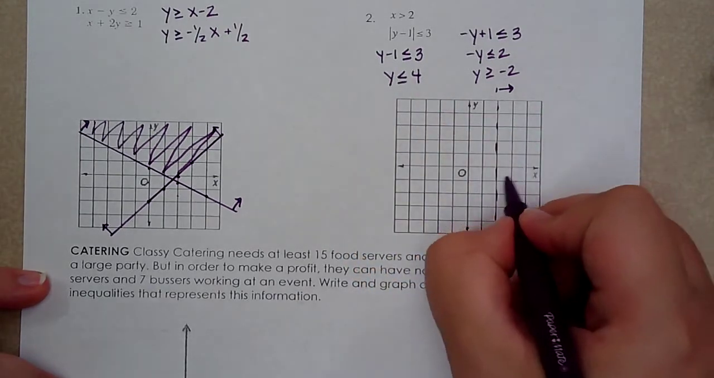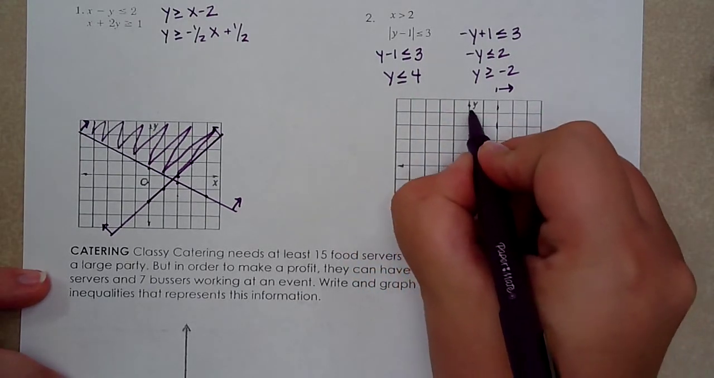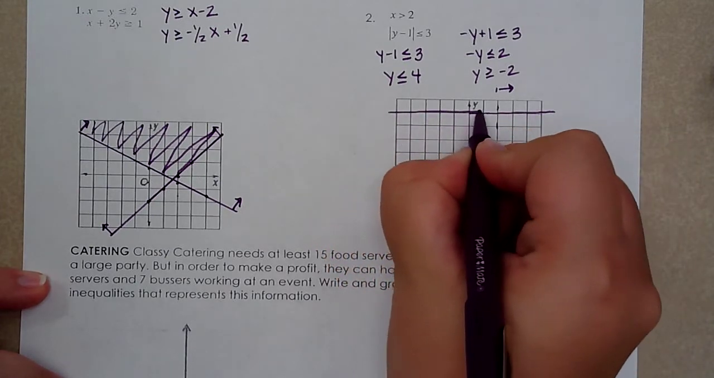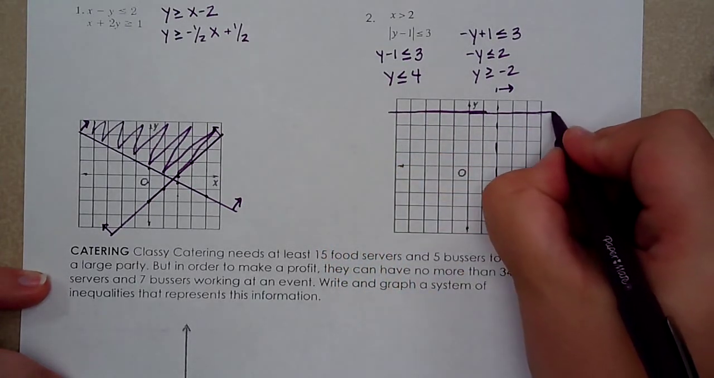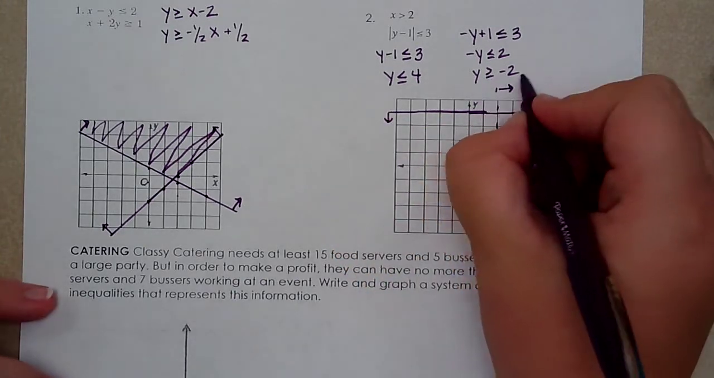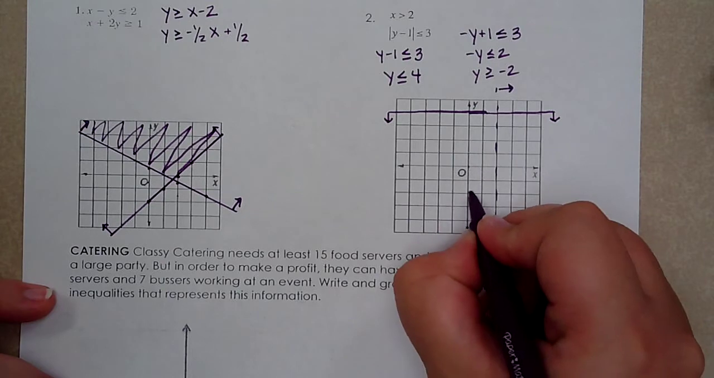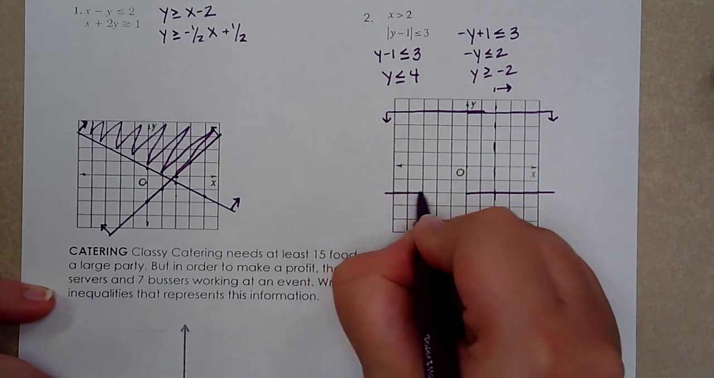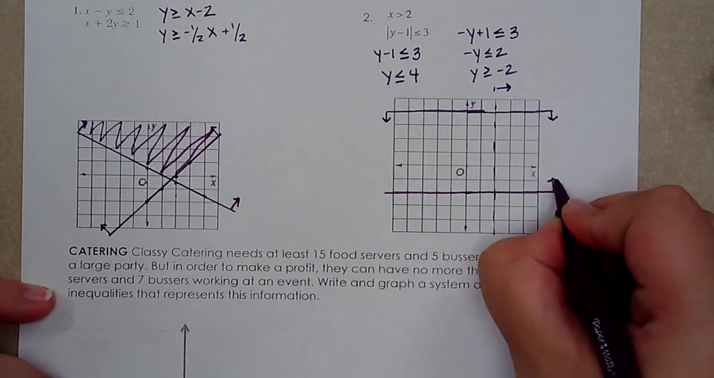Y is less than 4. That one is a solid line. Solid horizontal line at 4. Y is less than, meaning we're going down. Y is greater than negative 2. There's my origin. That is also a solid line. Greater than means I'm going up.